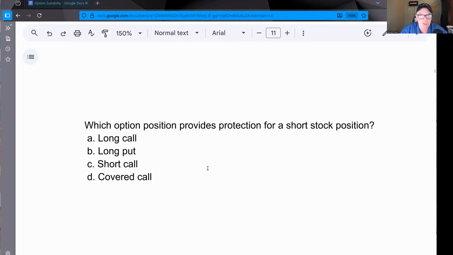Which option? Protection. If I'm short stock, either buy a call or sell a put. I buy for protection, sell for income. So I'm going to buy a call. A, long call, baby. Because I do long puts with long stock. A short call will be for long stock income, and covered calls are basically long stock and selling a call. So it has to be a long call because you're short stock, you're afraid it's going to go up. So you buy a call to protect yourself. Good.